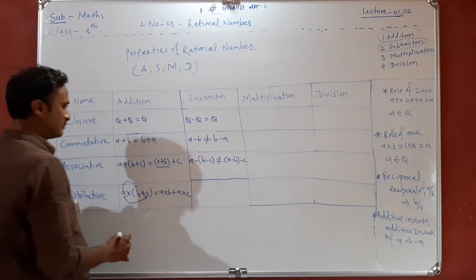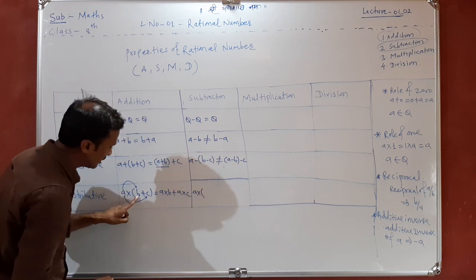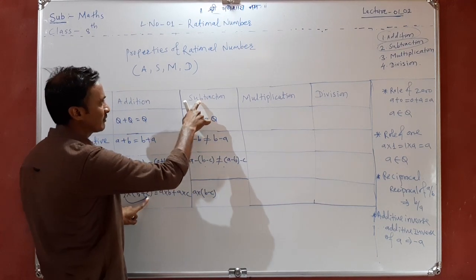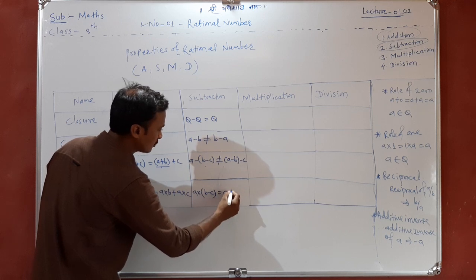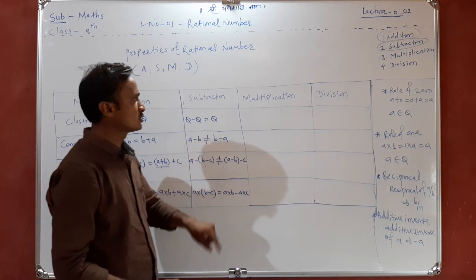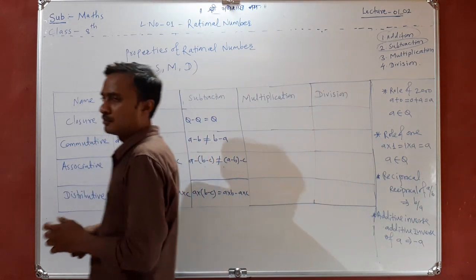Now after that the distributive property is there. Now see here, a multiplied by in bracket b minus c. I am writing b minus c because I am writing that property for subtraction, is equal to a into b minus a into c. It means that this holds true.